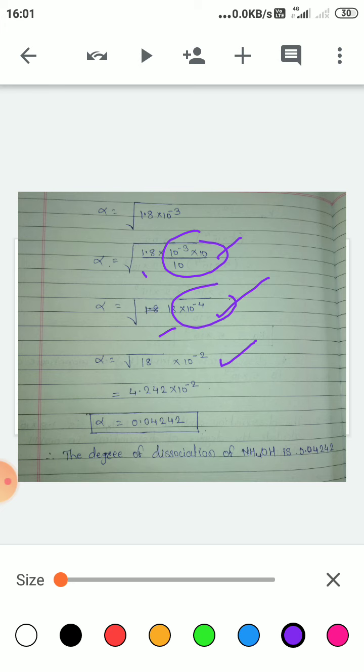By using a square root table, you will get the value of square root of 18, which is equal to 4.242, and multiply by 10 to power minus 2. So therefore the degree of dissociation for the base ammonium hydroxide is 0.04242.